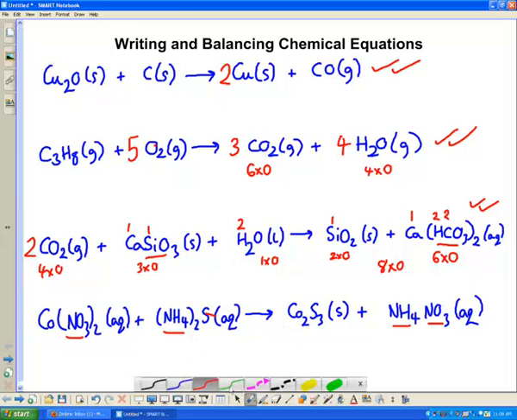And you know what, hang on a minute. Let me just make one change here. I messed up a little bit. This should be cobalt 3 nitrate. That should be a 3.